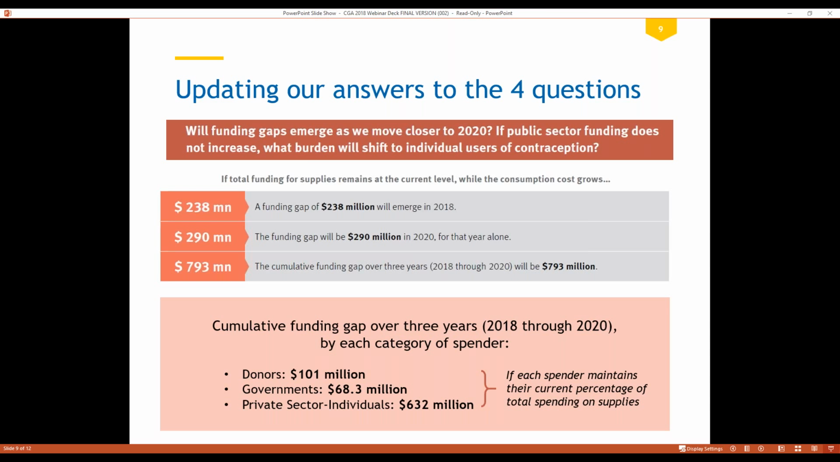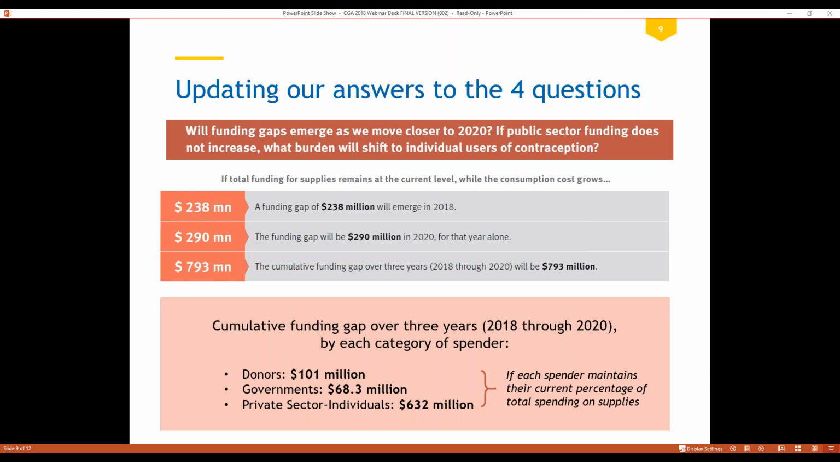And that gap over just 3 years will be $793 million. If we look in this box below, we can see how we would allocate that gap across the 3 groups, donors, governments, and private sector individuals, if we distributed it based on the current share of spending of each group.